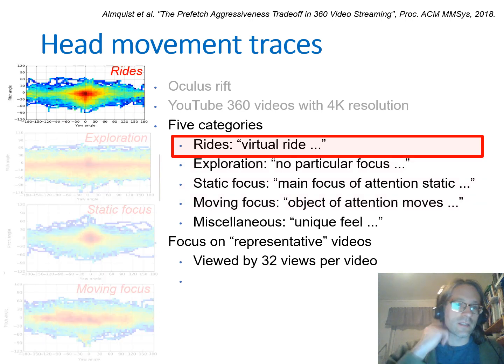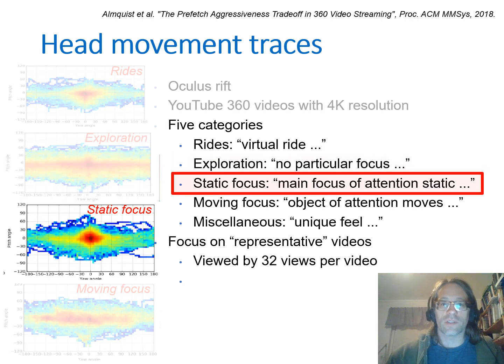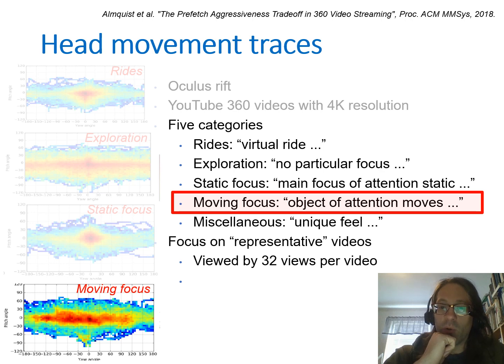The rides category essentially provides you videos with a virtual ride. Here we see a heat map of such users. We see that most of the focus is forward. There might be things happening on the side, but typically you follow along with the ride. With exploration, you might be on top of a skyscraper or something. You look in all directions. We see there's no particular focus. With static focus, it's typically a stage or something similar that's the main focus of the users. And then we have a fourth category, moving focus. It's often objects moving around and we try to follow those objects.